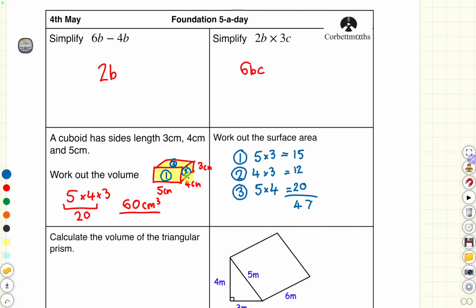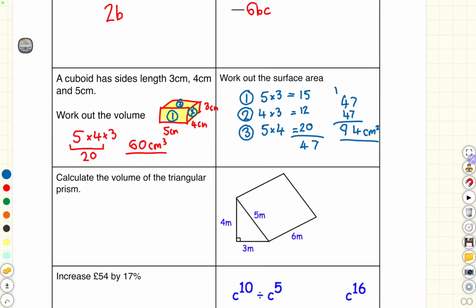Now that is only for half of the surface area if you think about it, because I have another version of number 2 on the left hand side, I have another version of number 1 on the back, and I have another version of number 3 on the bottom. So I'm going to do 47 times by 2, or just add it to itself twice. So I've got 14, carry 1, 4, 8, 9, 94 centimeters squared, because it is an area.